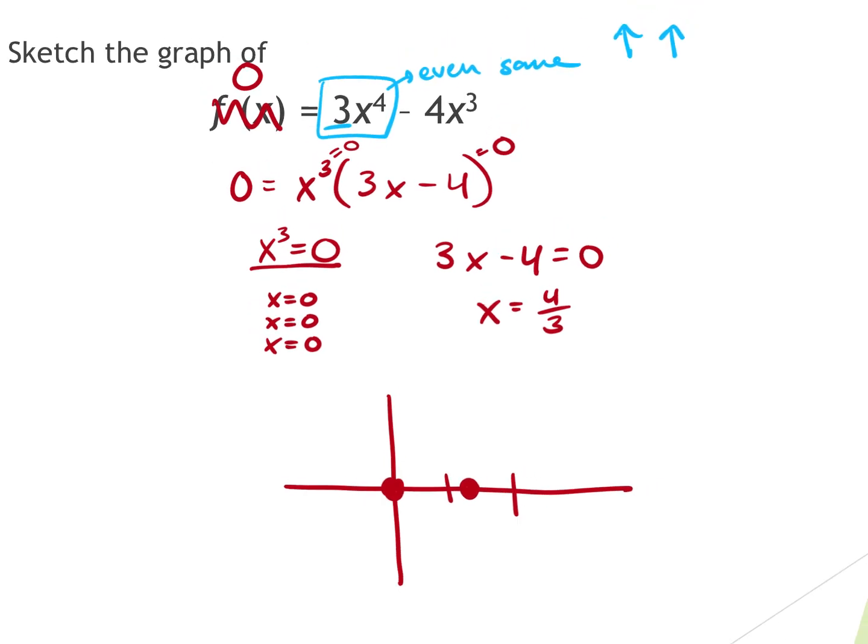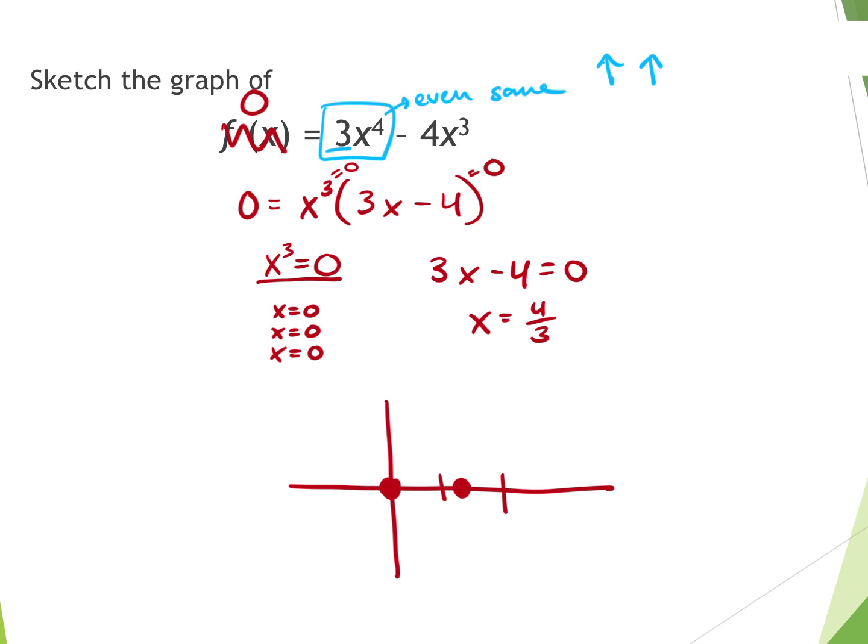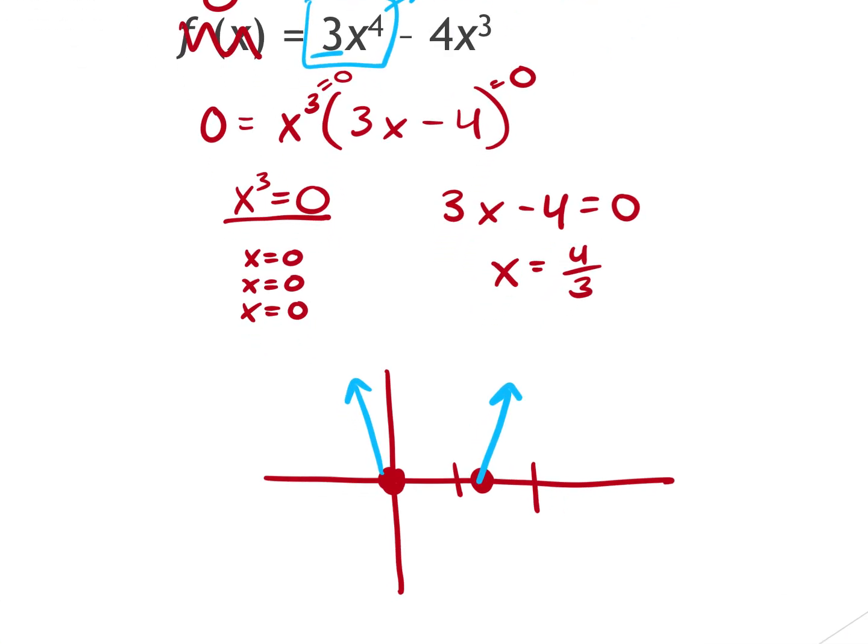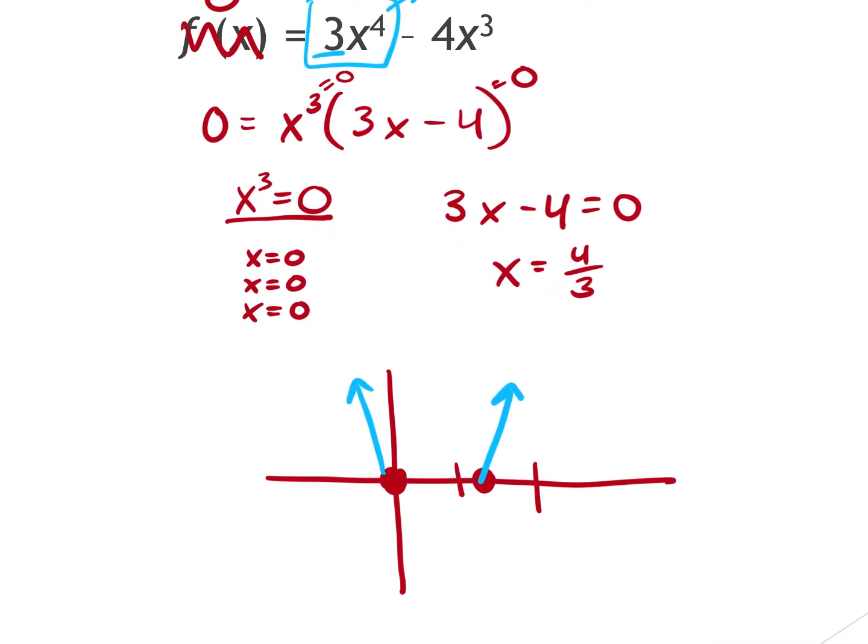Let's put our end behavior on the graph. So out of our point farthest to the left, we have an arrow that goes up. Out of the point farthest to the right, we have an arrow that goes up. Now let's talk about our multiplicity. How many x equals zeros do I have? So I have a multiplicity of 3. If my multiplicity is odd, do I touch and turn or go through? Go through.